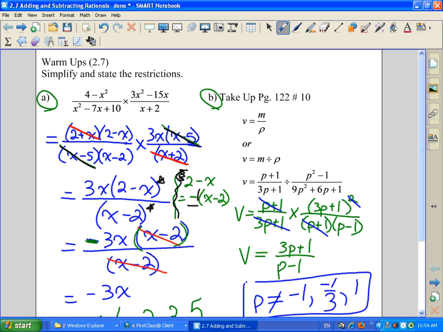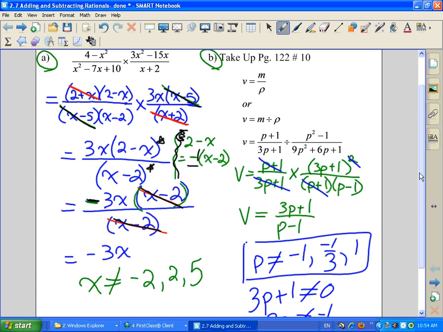Once you've changed that, notice we have the negative out front, and now you can simply cross those out. So to simplify that, again, make note that if your brackets or your binomials have the opposite signs, simply common factor out a negative 1. Now your final solution simplified is negative 3x. Looking for your restrictions, ladies and gentlemen, you have x cannot equal negative 2, 2, or 5.